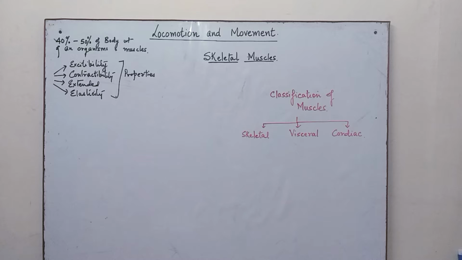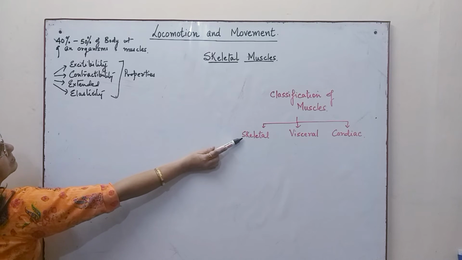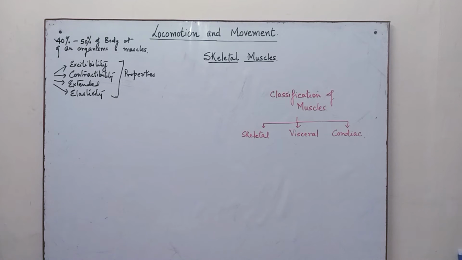Now, when we classify the muscles, we have classified the muscles on the basis of their location. That is skeletal muscles, which are normally attached to the skeleton, the visceral, that is which are associated with inside the body, and the cardiac muscle, which are totally heart muscles. So we find different kinds of muscles over here in our body, and together these muscles bring about a coordinated activity of an organism. Now, in this particular video, we'll be talking about the skeletal muscles.